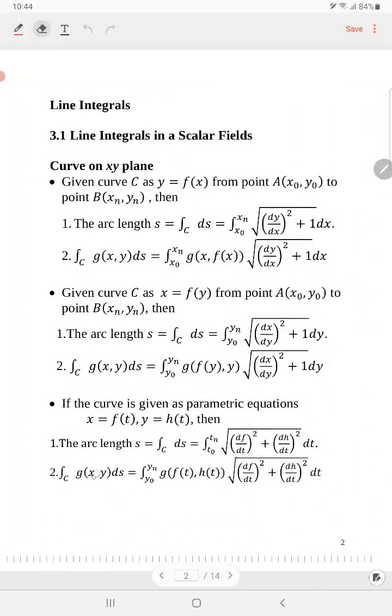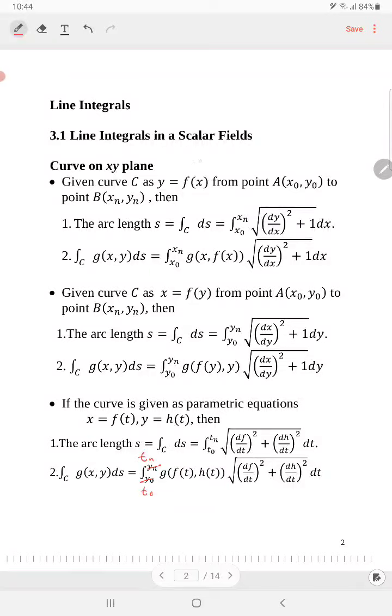And if you have a function or a scalar field you want to integrate over curve C, then your x here will be replaced by the parametric equation for x, which is f of t, and y here will be replaced by the parametric equation of y, which is h of t, and ds is similar to the first term here, which is the square root of (df/dt) squared plus (dh/dt) squared, dt, and the upper and lower limits for t. Okay, there's a mistake there. That should be t naught. That should be tn.